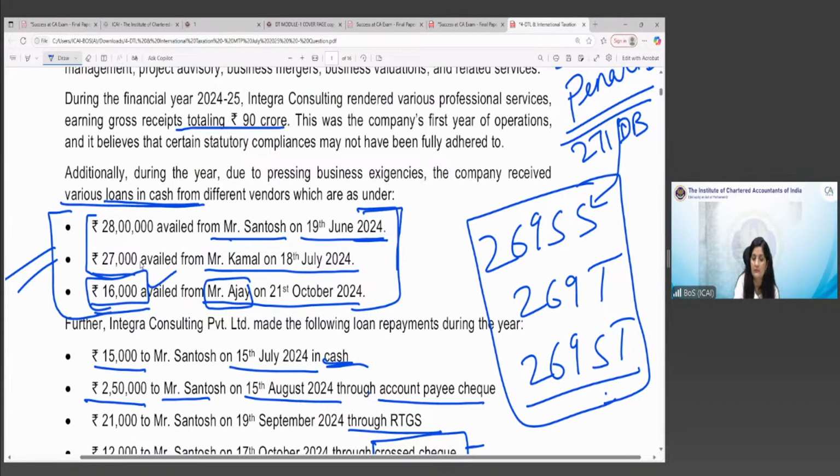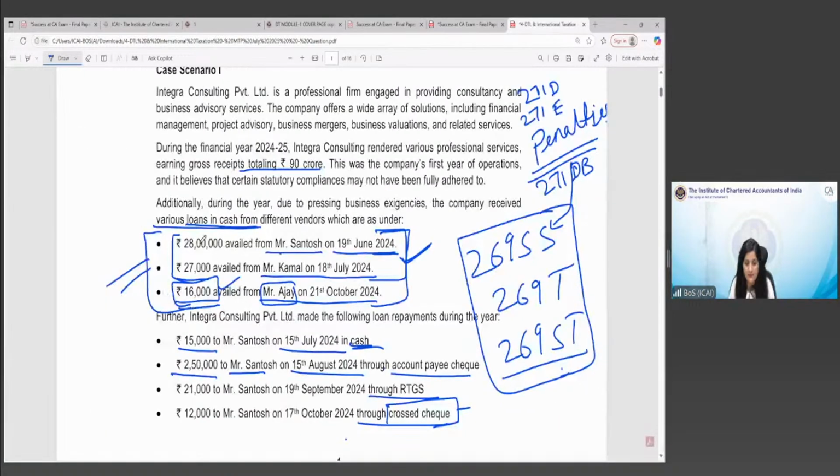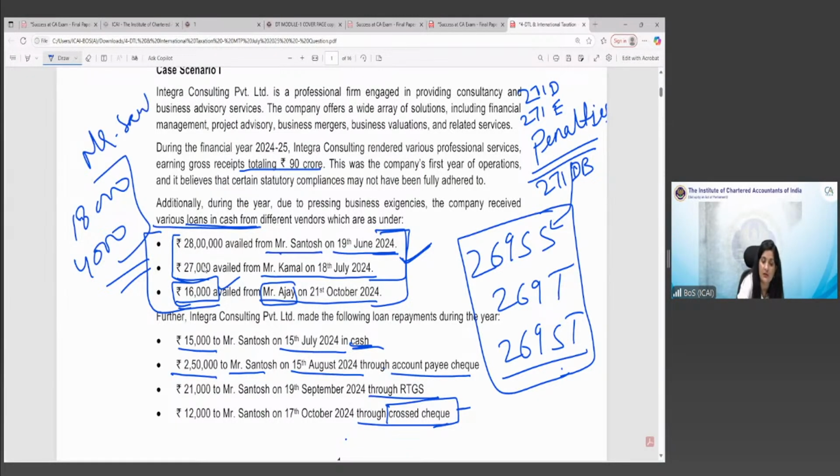Here the 28,27,000 in aggregate. Suppose in the same scenario, if I say that it has received from here 18,000, ठीक है, and then another loan they are receiving, another loan of suppose 4,000 from Mr. Santosh. Here you will have to take all this, 22,000. ठीक है, aggregate में you have to take.